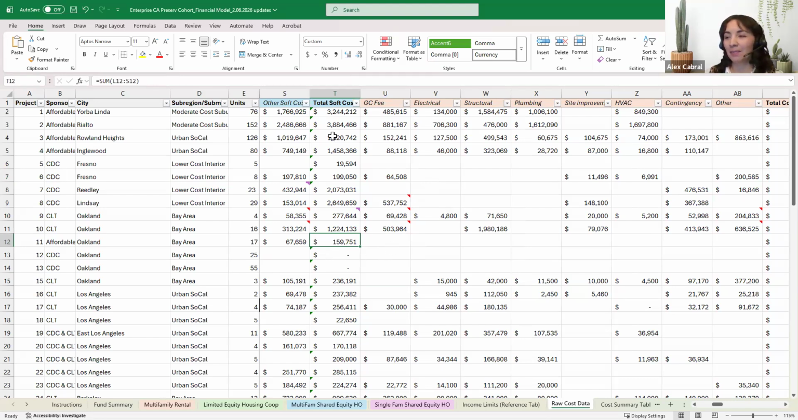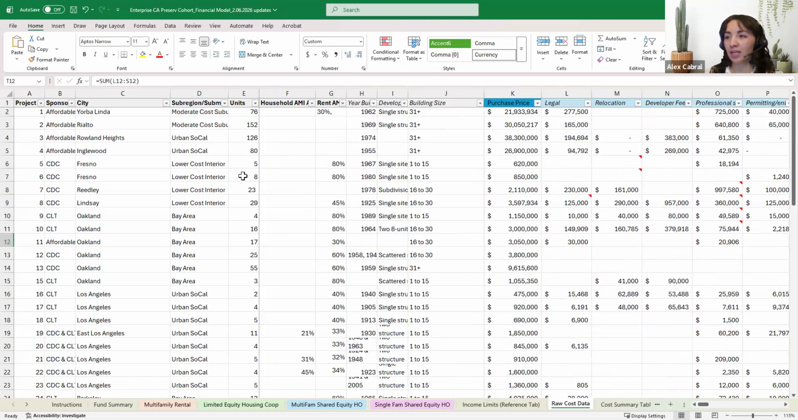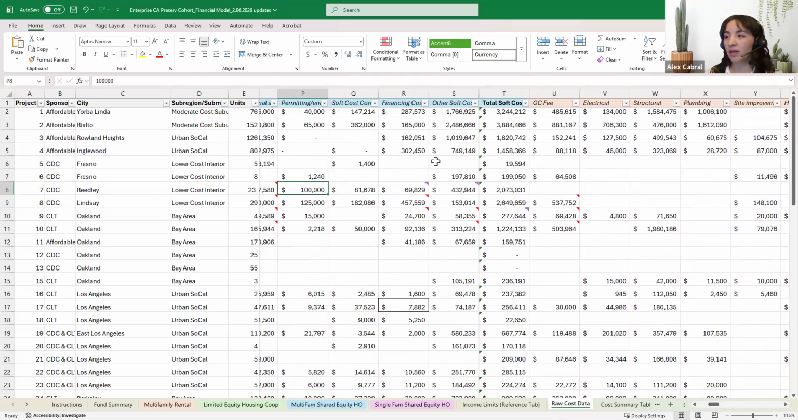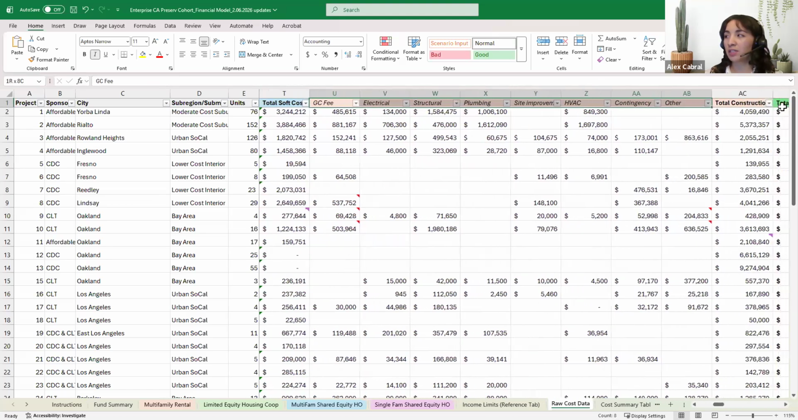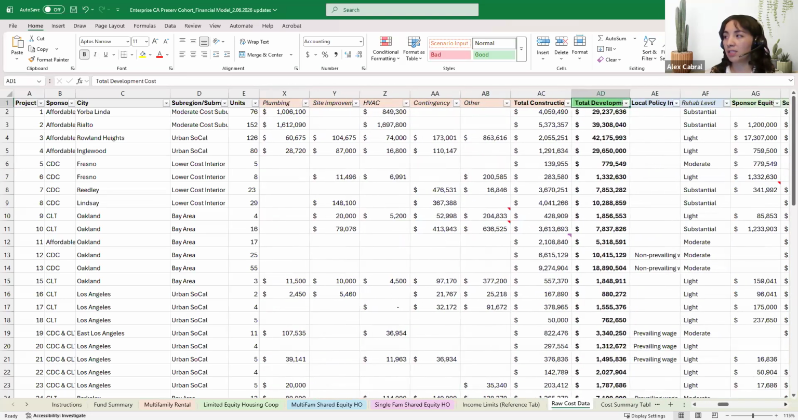This tab here gives you a sense of the number of units in each project, the rent AMI, the year it was built, the building size, the purchase price. It also has a few rows for development costs. So all these in blue here are soft costs. All these in orange here, additional construction costs. Then you have your total development costs.